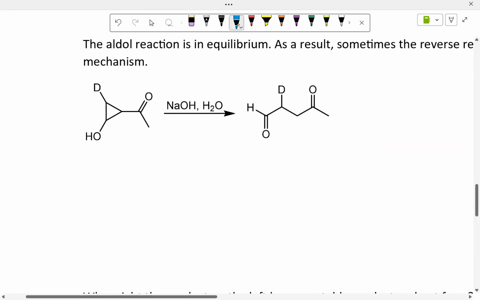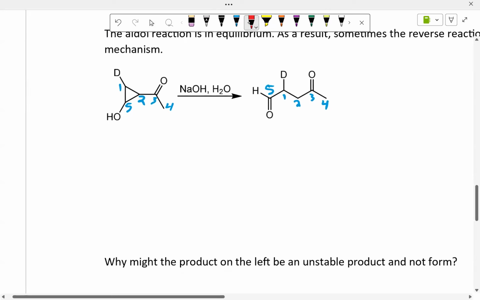So let's number the carbons. I gave you a deuterium, which should help you determine where the carbons are. So I'm going to start numbering at the deuterium. 1, 2, 3, 4, and then this is carbon 5.